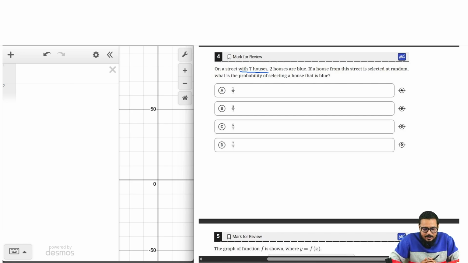So since I'm looking to calculate the probability of blue houses, therefore my favorable outcomes would be the total number of blue houses that I have, that's 2, and my total number of possible outcomes would be 7, the total number of houses that you have in the question. So that's 2 divided by 7, that's mentioned in answer option B.